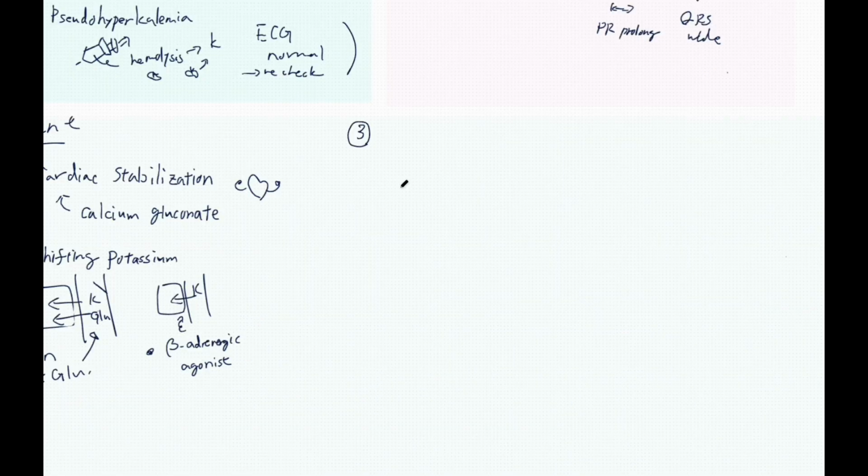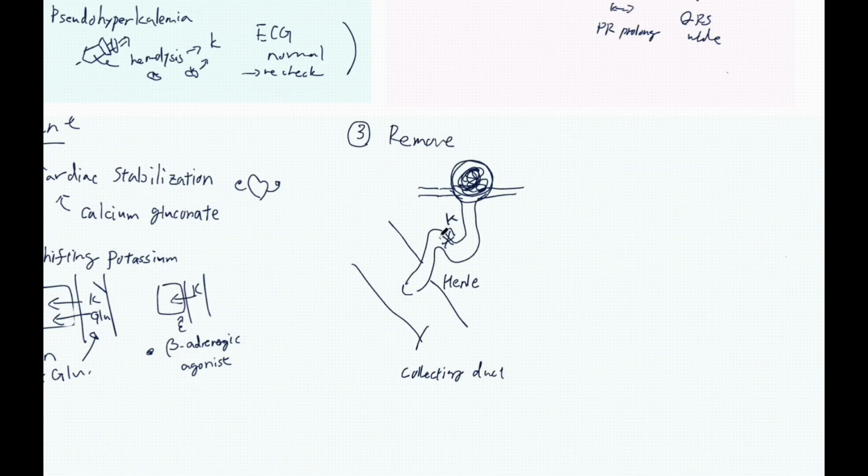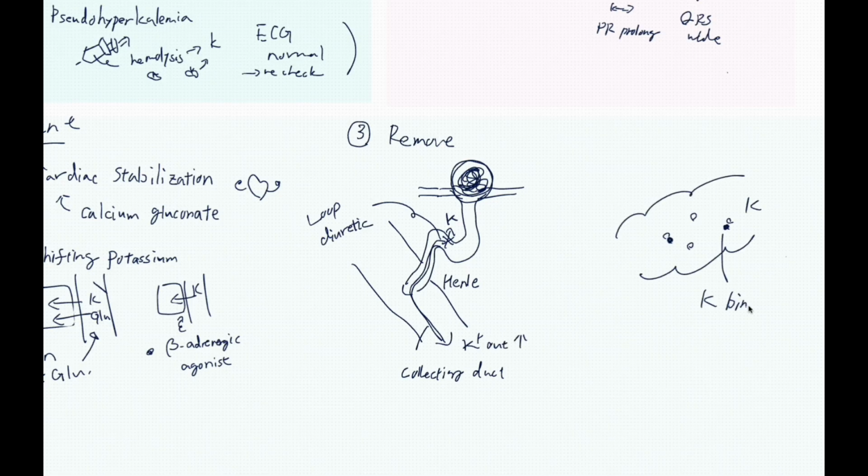Finally, potassium must be removed from the body. If the kidney function allows, loop diuretics can increase urinary potassium excretion. Potassium-binding ion exchange resins can also remove potassium through the gastrointestinal tract.